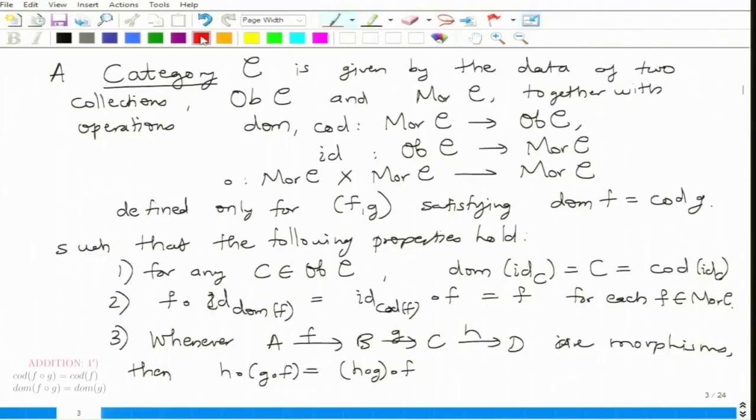Okay, I'm just going to give you some more notation. Sometimes I will write it as 1C, sometimes I will write it as identity C. Yeah, those things are the same. Just a piece of notation.